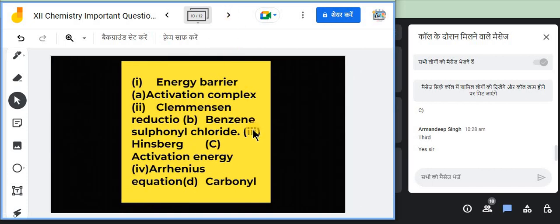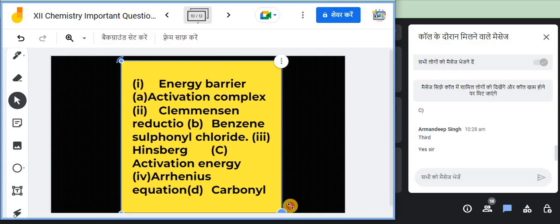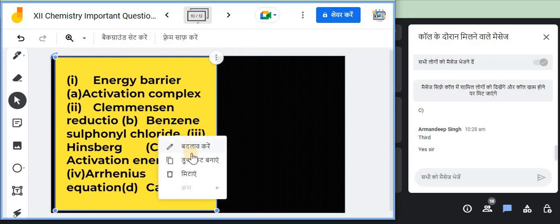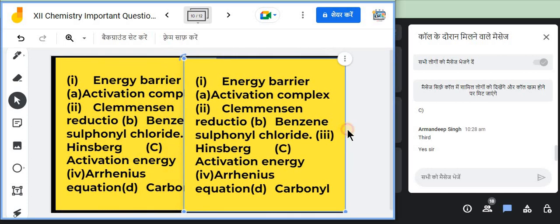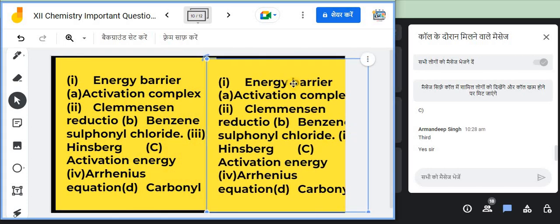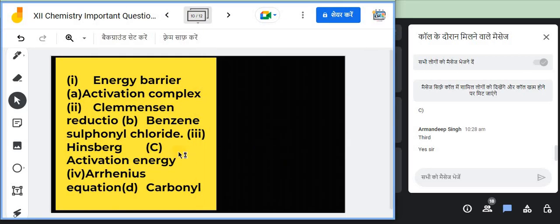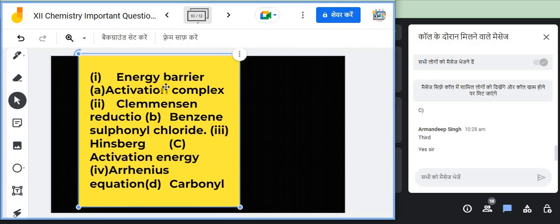This is the question which is a little bit... I want to just try to increase the size. Fine. So you can see here. So here this is a matching question basically. One side energy barrier, second side Clemmensen reduction, third side Dunsberg region, fourth side Arrhenius.